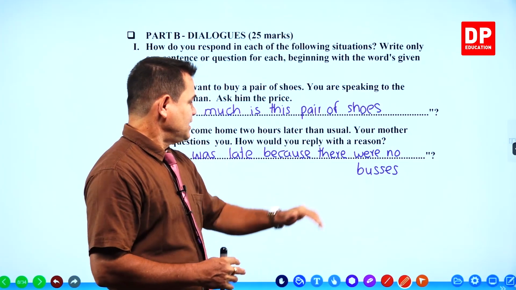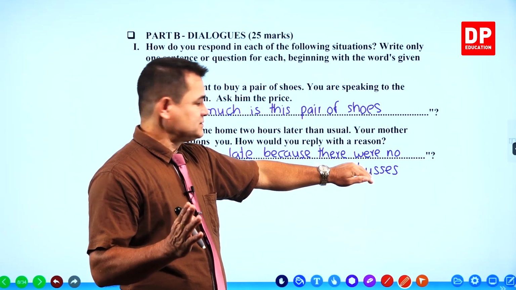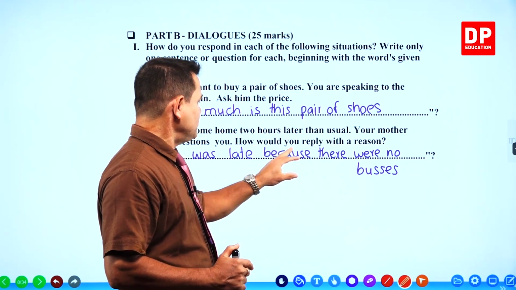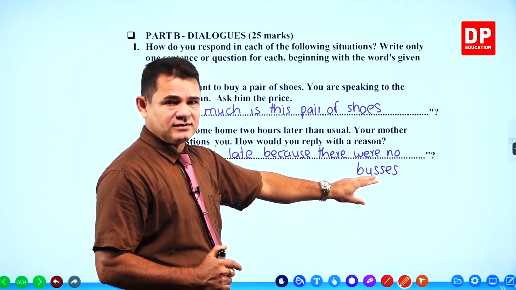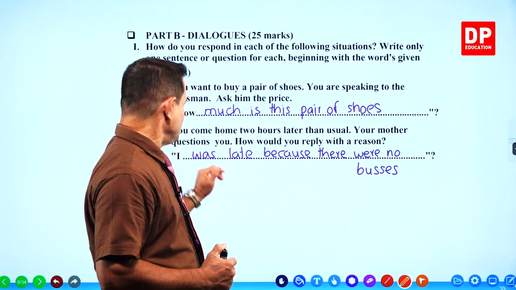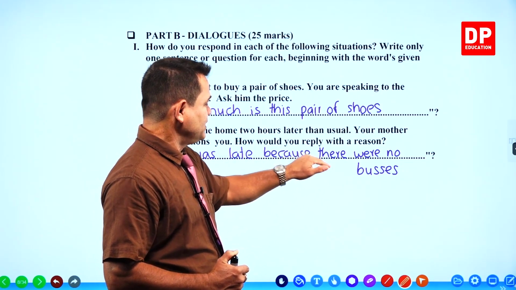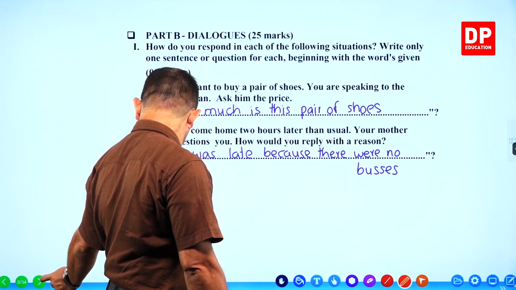Tell the reason. If this part is missing, no marks. You don't get marks because now it tells. How would you reply with a reason? There must be a reason for being late, right? Then only the answer is correct. I was late because there were no buses. Now let's see the next one.